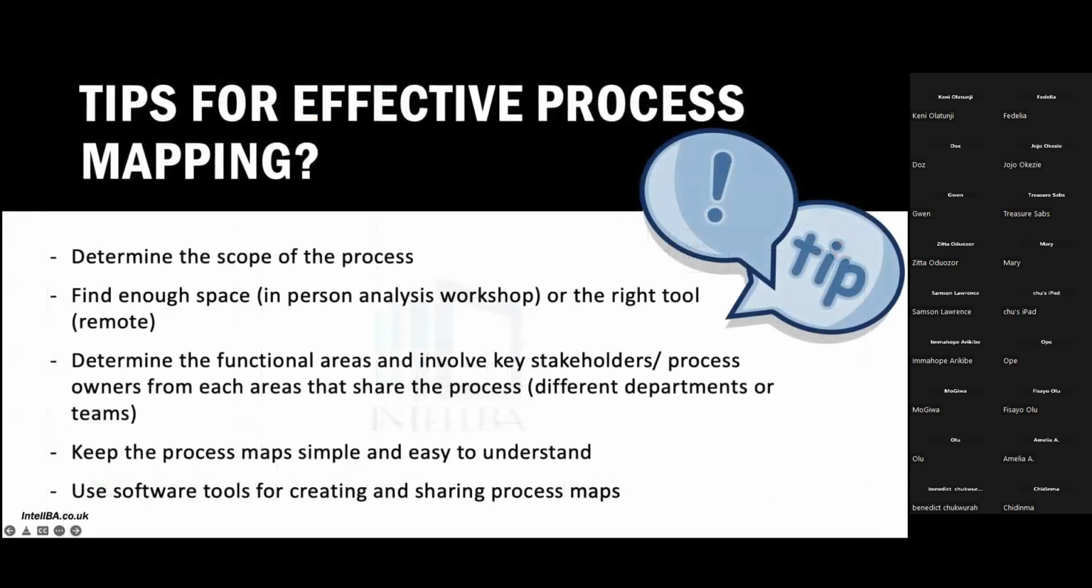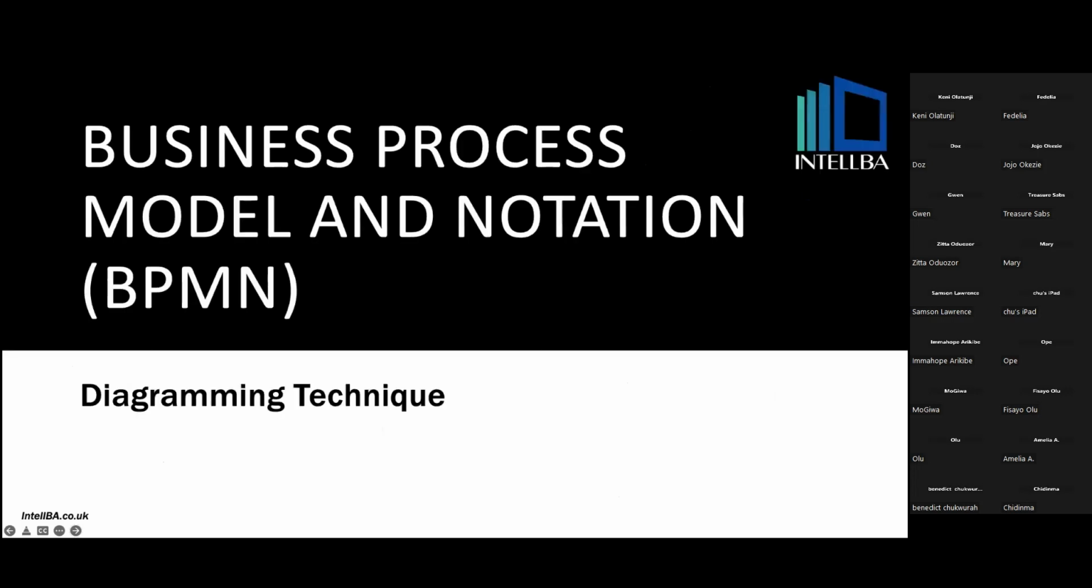Okay, determine the functional areas and involve all the key stakeholders and process owners from each area that share the process. Keep process maps simple and easy to understand. Use software tools for creating and sharing process maps. Now that takes us to the tools.